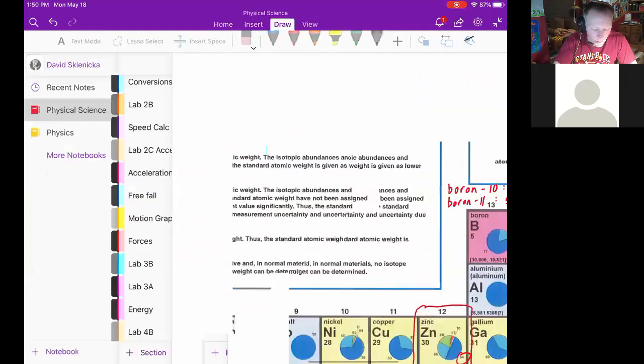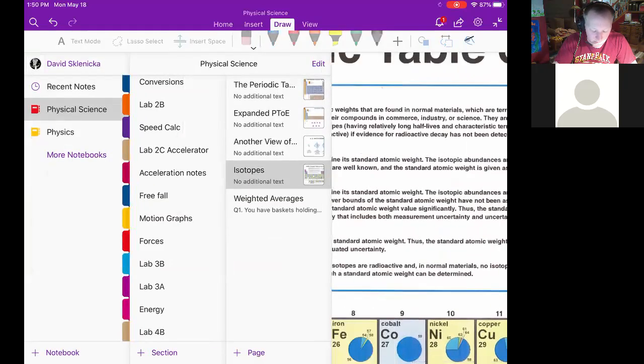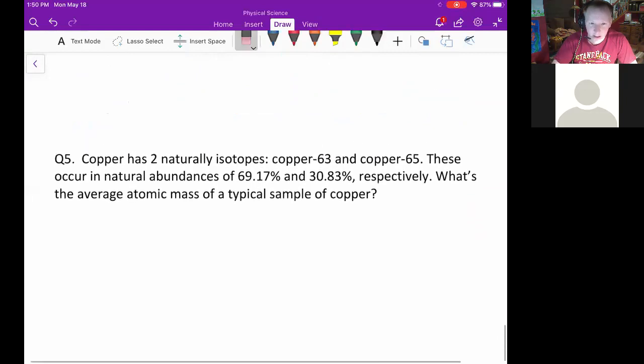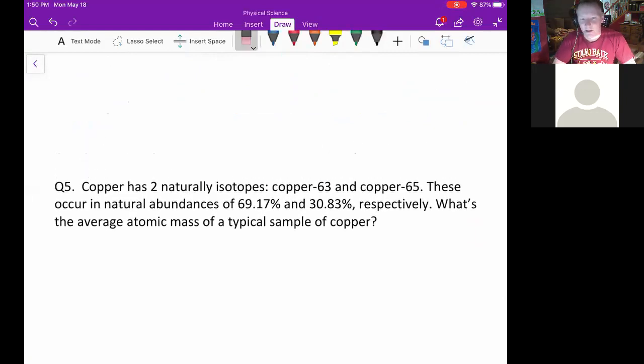Okay, so we're going to do one of those. So we're not doing oranges now. We're going to look at copper. Copper comes in 2 natural isotopes, copper 63 and copper 65. All of them will have the same number of protons.